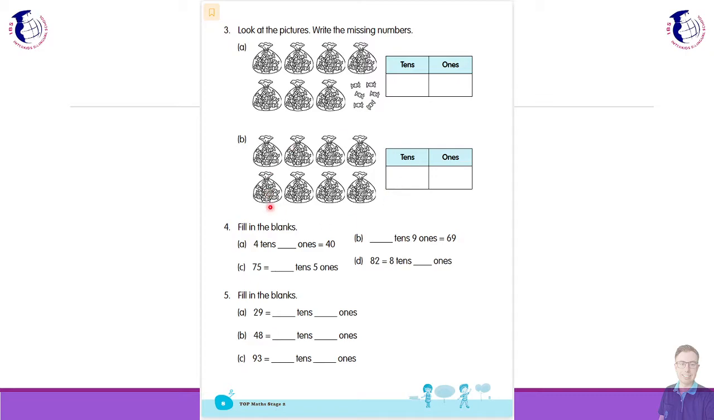Same here, but as you can see there are no ones. So what do you think you're going to write in the ones if there's nothing there? What number is nothing? Have a think about it, write the number which is nothing here.